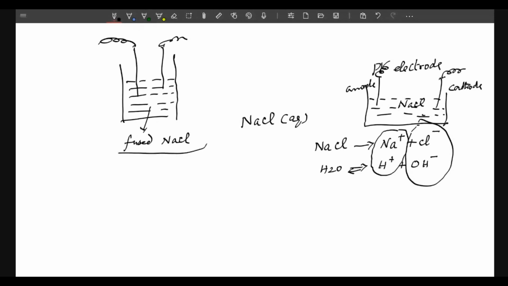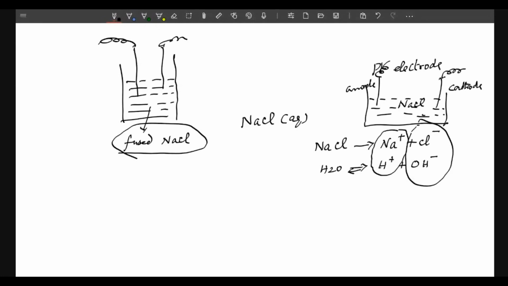On the other hand, if you use fused sodium chloride, what are the products? Tell me. Only one kind of cation and anion is present: sodium ions and chloride ions. Therefore, when you electrolyze fused sodium chloride, you will get sodium metal at the cathode and chlorine gas evolved at the anode.